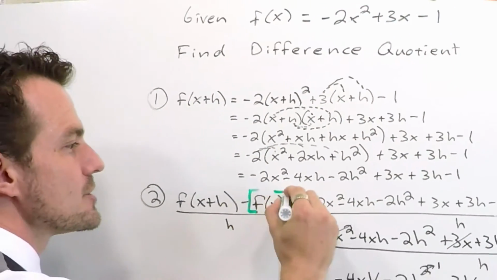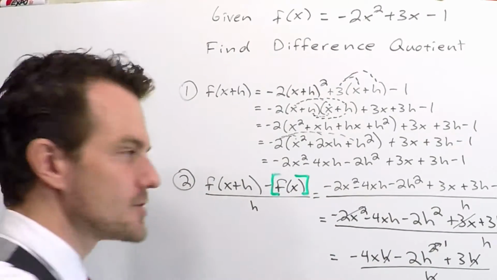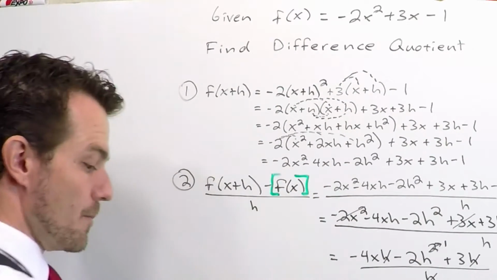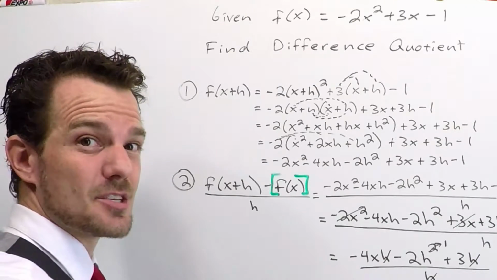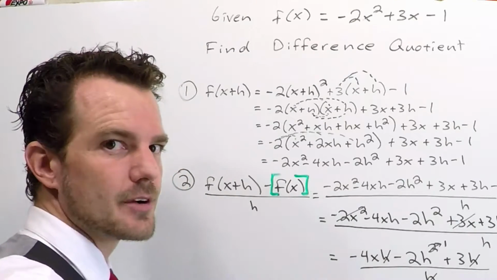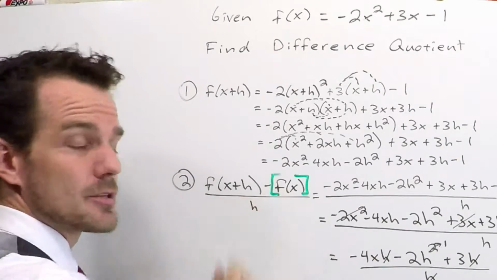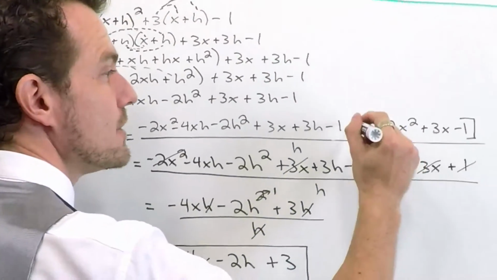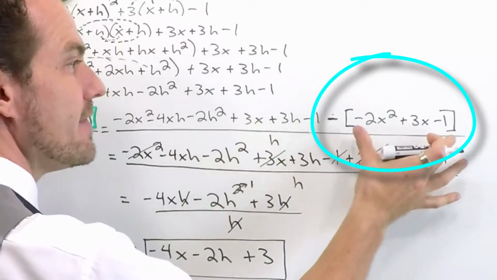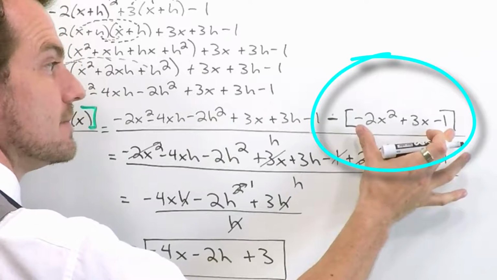You really should just put a set of brackets or parentheses around the original. Why? Because if you don't, you're only going to subtract one part of it. And you're not supposed to. You're supposed to subtract the entire original. So here we see the negative and then the brackets for the original.